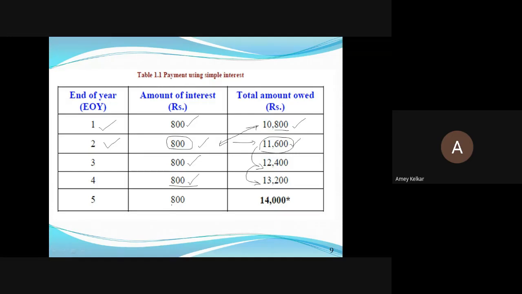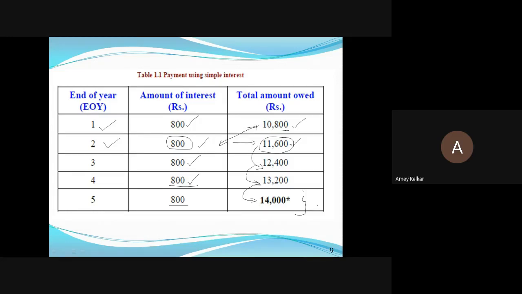And at the end of fifth year, which is his term, again 800 will be added to 13,200 and he is getting the amount as 14,000. Means totally for a period of 5 years, if you consider, he will have to pay 14,000 for 10,000 rupees what he had taken. If he is taking the loan for 5 years, he will end up paying 14,000. Now this is the effect of simple interest.